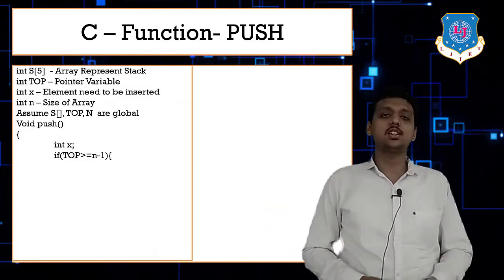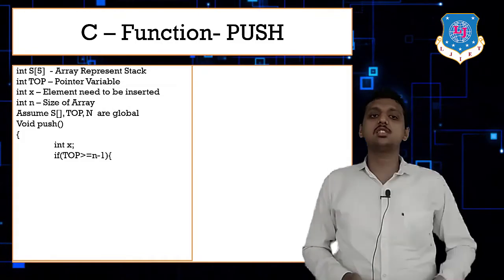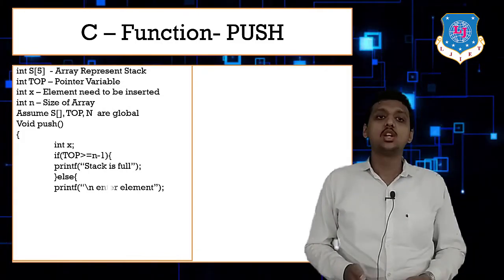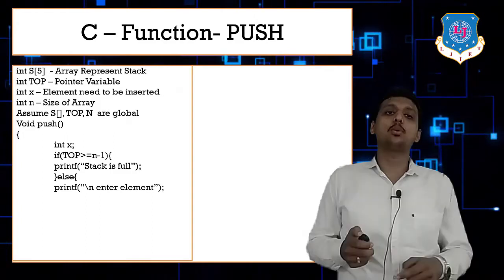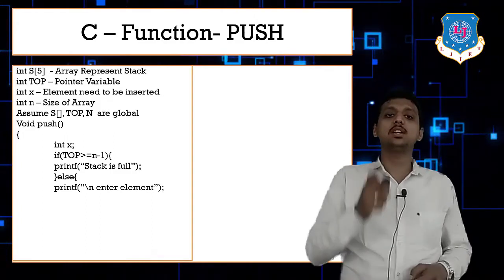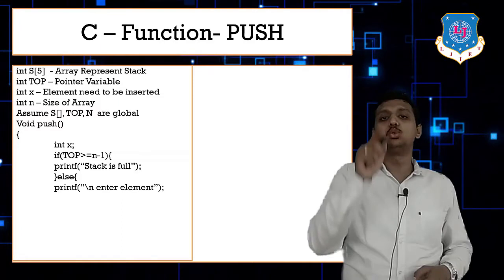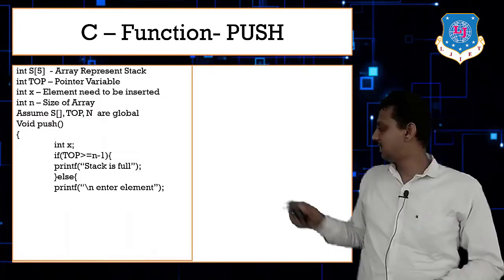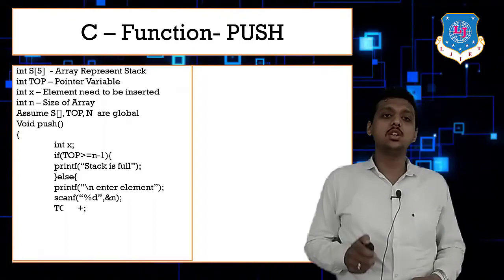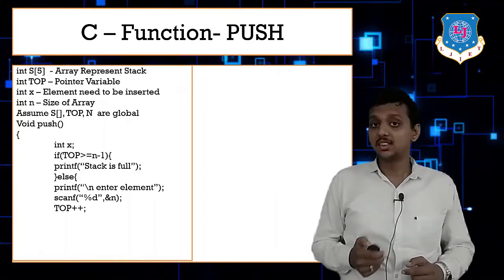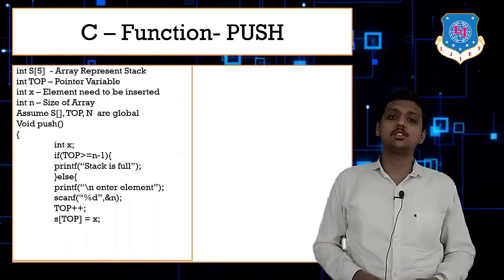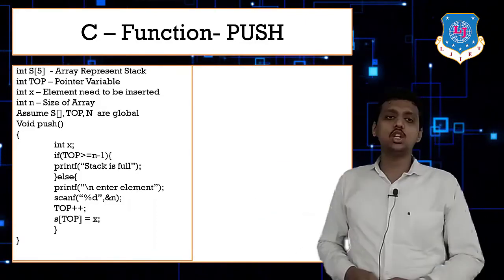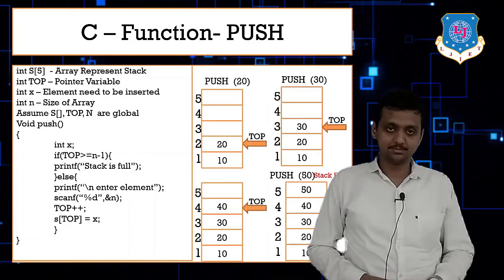If my top pointer is greater than or equal to n minus 1, then just write printf stack is overflow, stack is full. Else, what you need to do? First you need to increment the top pointer. But before that we need to take the value of x. So else, first enter the value, scan the value, and then increment the top pointer, top plus plus, and then assign the value, s of top is equal to x. So that's it for the C function of push algorithm.